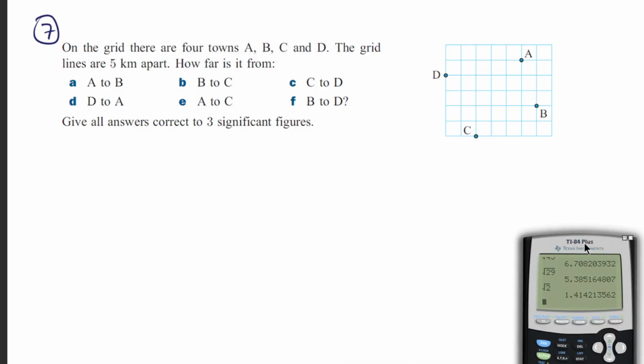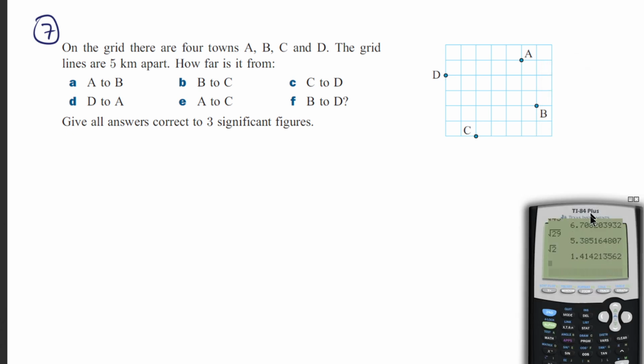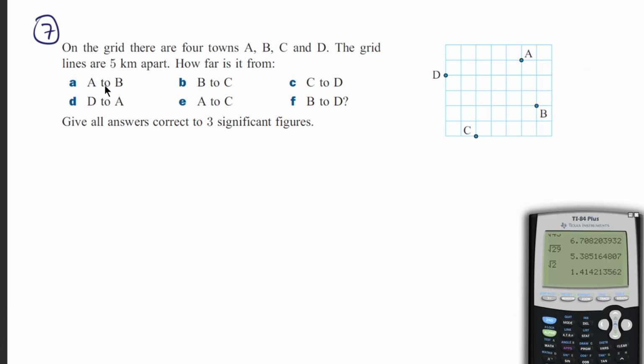Okay, let's have a look at a couple of applications of this. So I'm not going to do all these questions, but let's have a look at question E. Now if we read the question, it says the grid lines are 5 kilometers apart. That's going to be important. So we want to find the length from A to C. So if we join them together with a line. Now the idea here is, of course, we can make a right angle triangle by going across here and up.